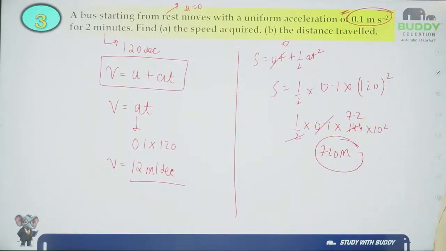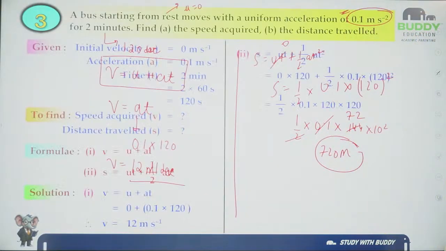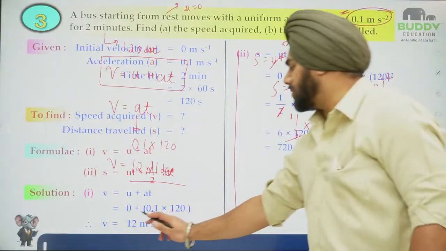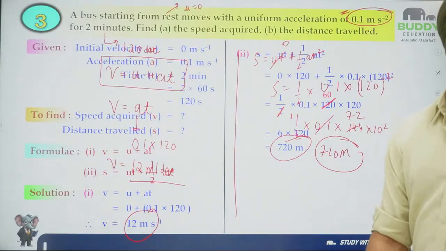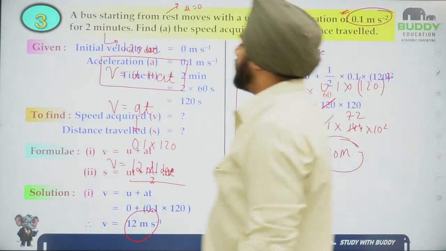So let's just check the answers. The final velocity is 12 meter per second and the distance traveled is 720 meter. Okay, coming to the next question.